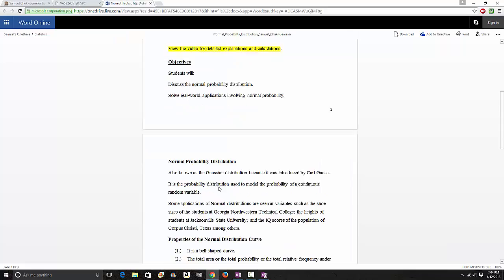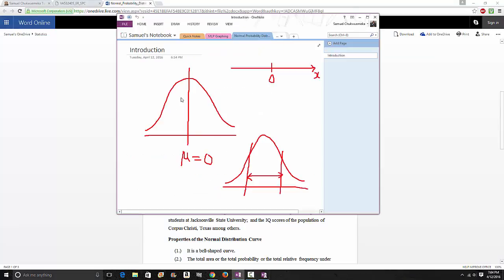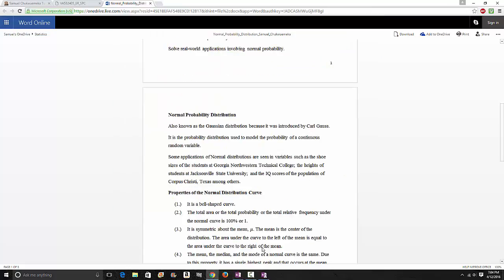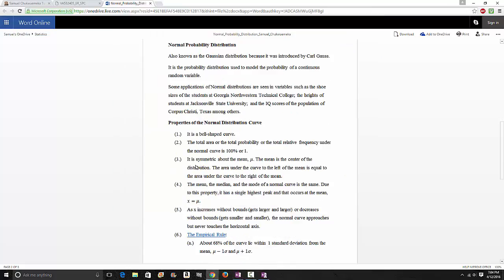So the total area under this curve is 100% or 1. You can call it total area or total probability or total relative frequency. Property 3: it is symmetric about the mean. Symmetry. The mean is the center of the distribution.